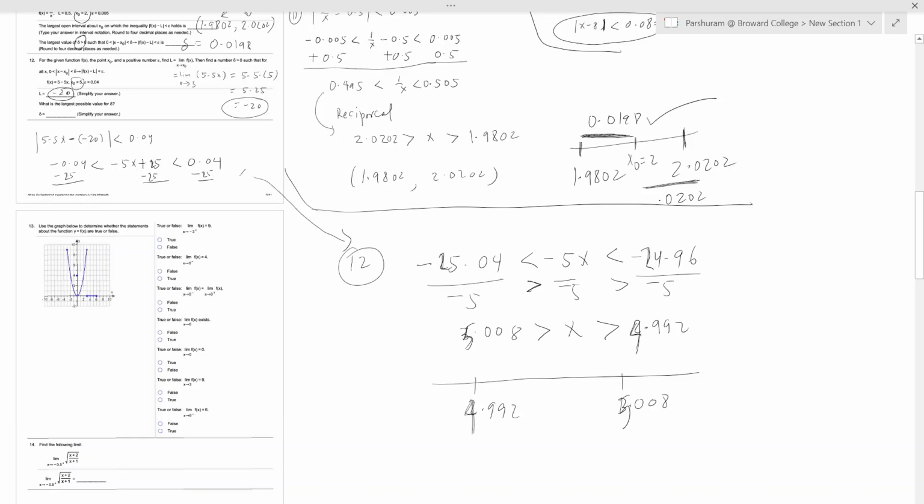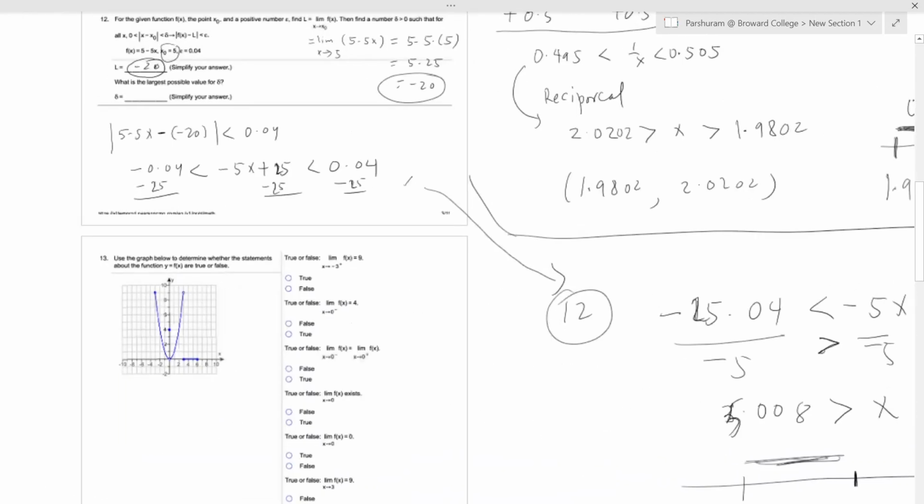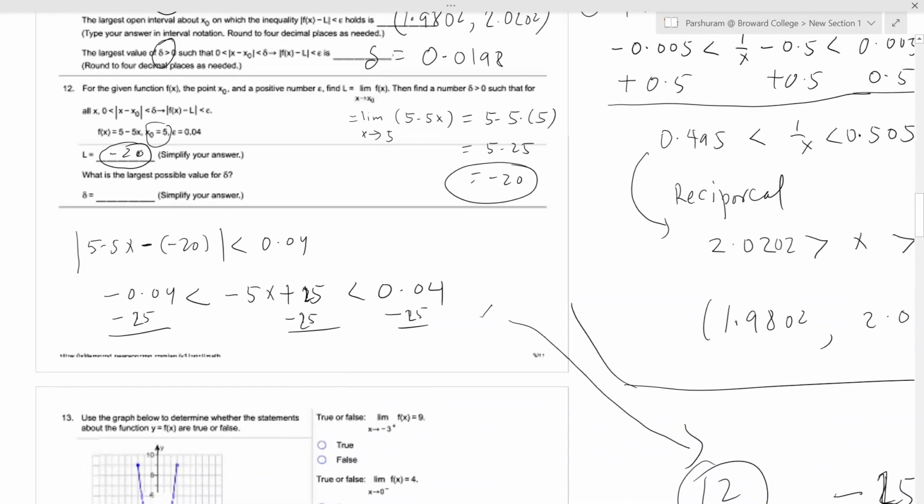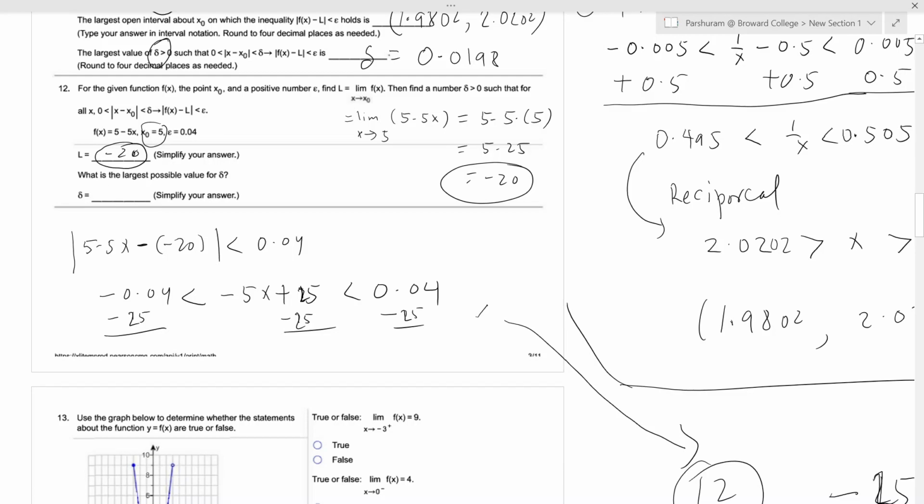Now to find the delta around x0, which is 5, we need to find the difference between these two points and the difference between these two points, and we need to choose the smaller one. So if you find the difference between 5 and 4.992, which is 0.008, and 5.008 and 5, you will get the same difference, that is 0.008. So that means the value of delta should be 0.008.